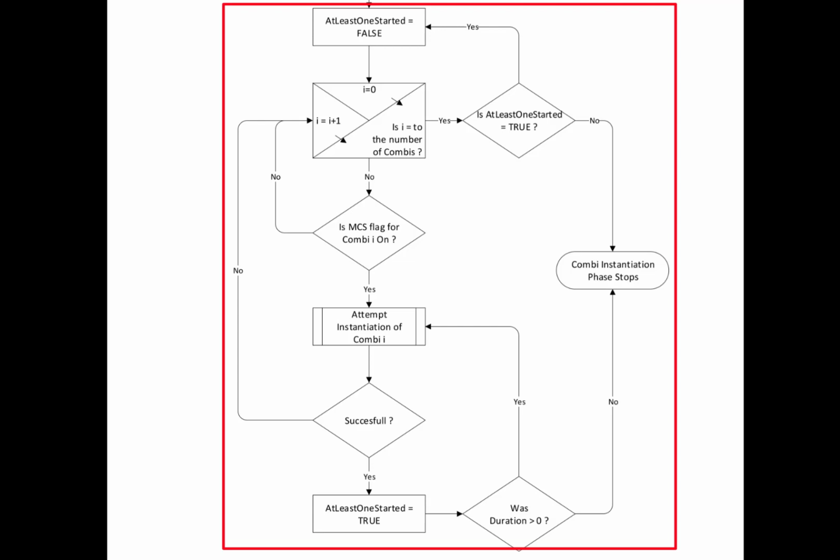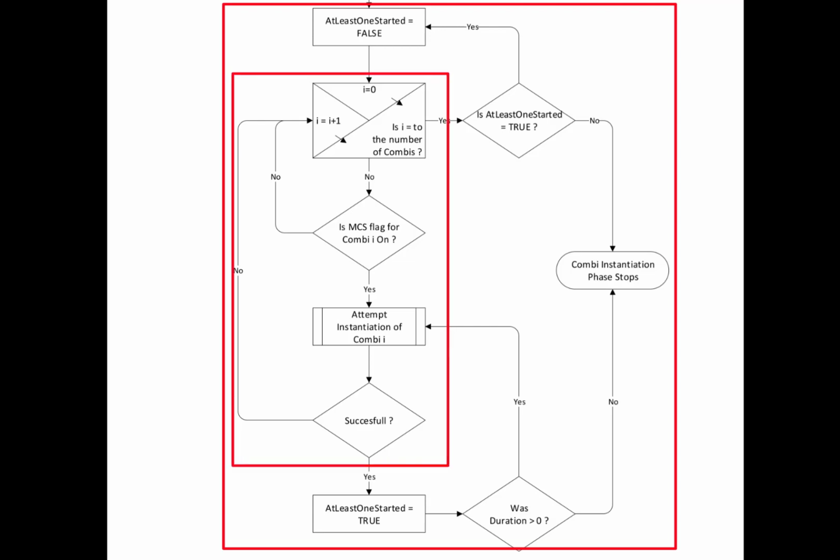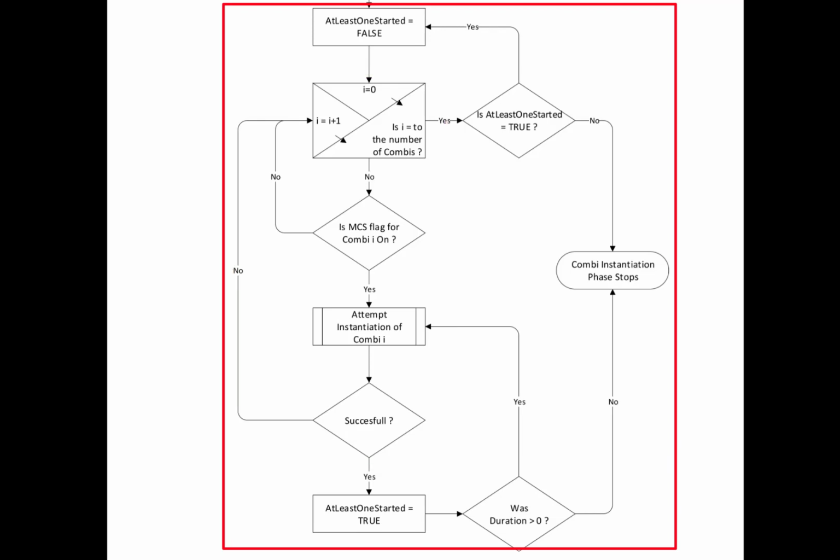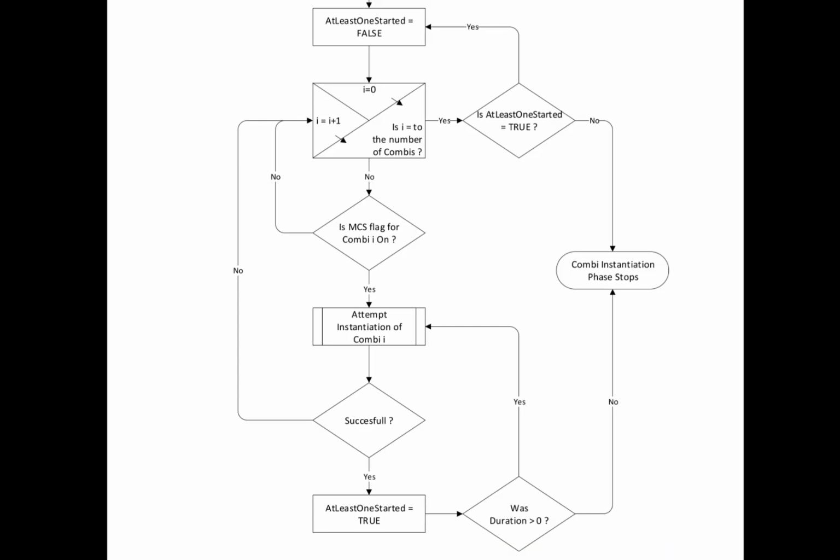This means that Stroboscope will continue attempting to start combis for as long as one of them was able to start. Only when it goes through the entire loop of checking all activities and none of them are able to start will the Combi instantiation phase stop. To summarize, the Combi instantiation phase stops only in 2 cases. The first case is that the activity being instantiated is a dummy activity. The second case is when Stroboscope has called through all the combis and none of them was able to start.